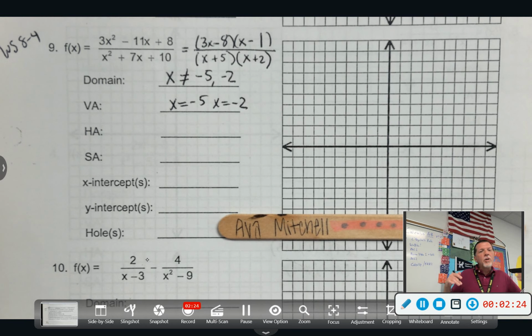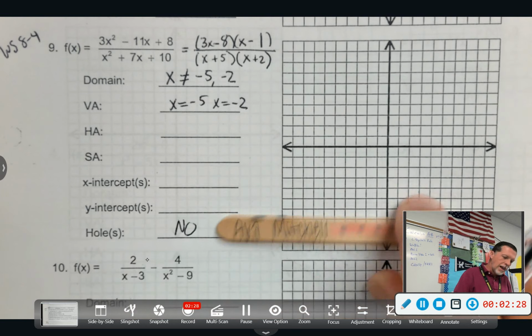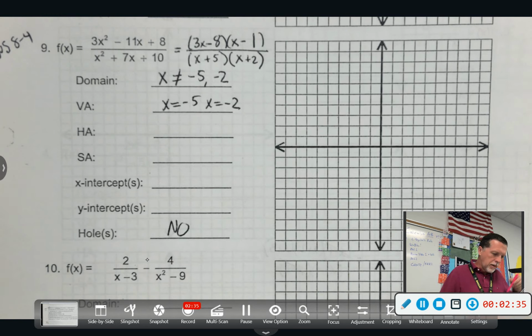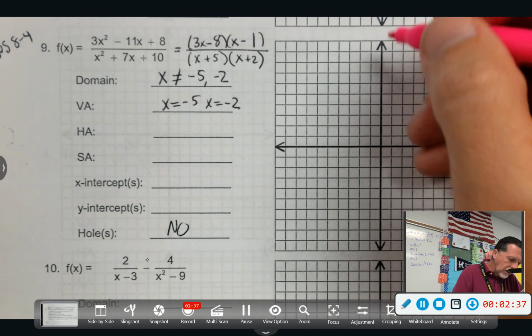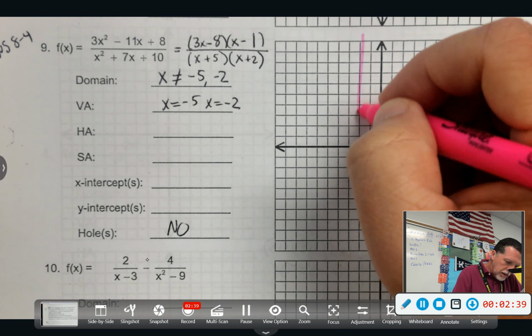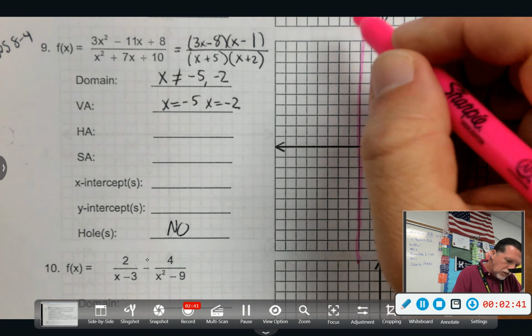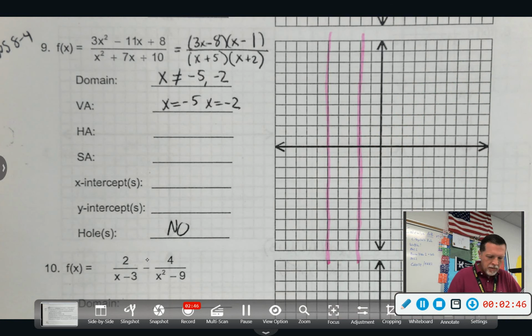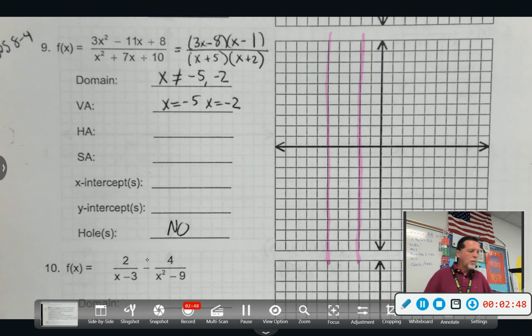Ava, how did we know that there's not any holes? Right. Holes are the factors that cancel. So no canceling factors means no holes. Oh, I'm going to graph as I go here. So negative 2, negative 5. That's probably why this question was asked, because with 2 vertical asymptotes, sometimes the stuff in the middle gets confusing as to what's going on in there.